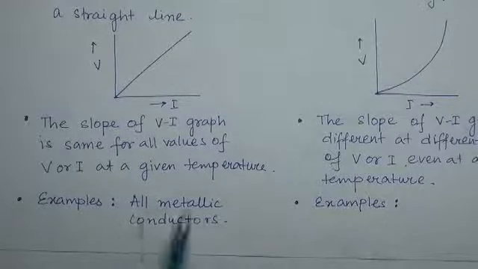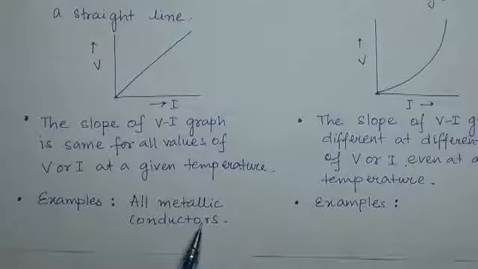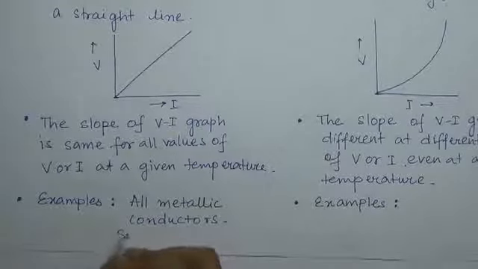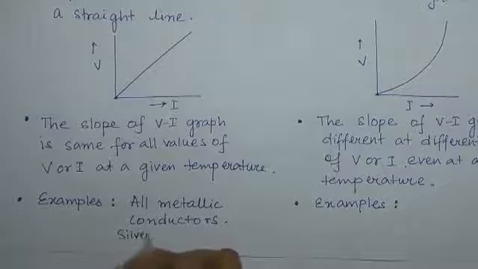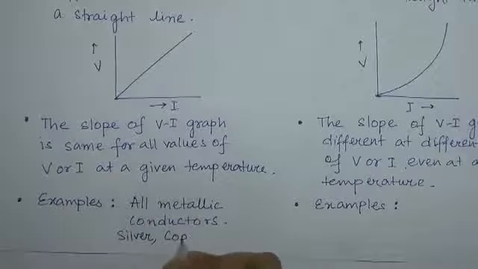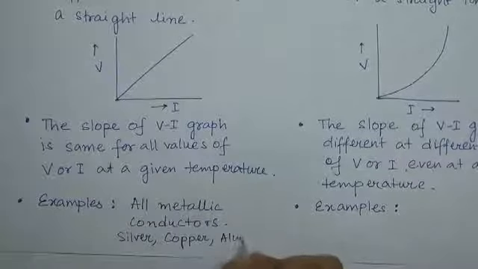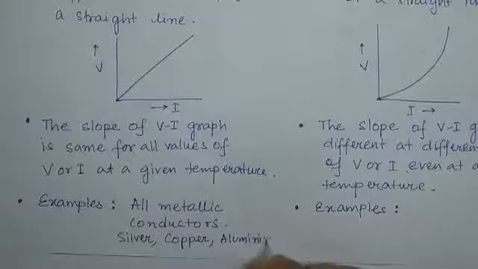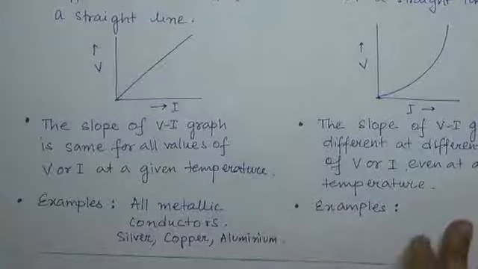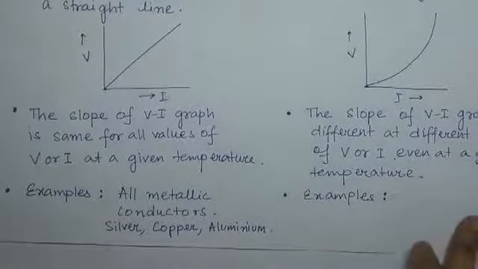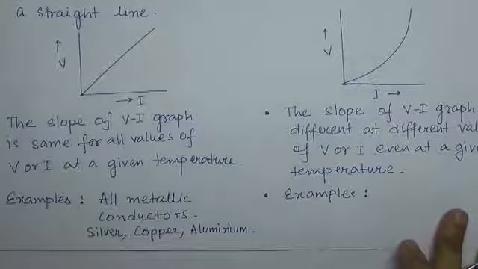For ohmic resistors, all metallic conductors are examples of ohmic resistors. All metallic conductors, say for example, silver, copper, aluminium, etc. These are all ohmic resistors. They follow Ohm's law. Now, what are the examples of non-ohmic resistors?